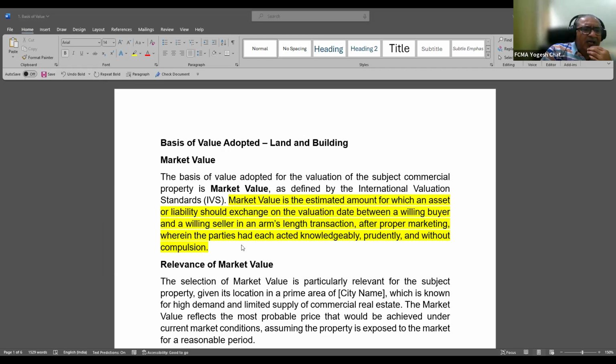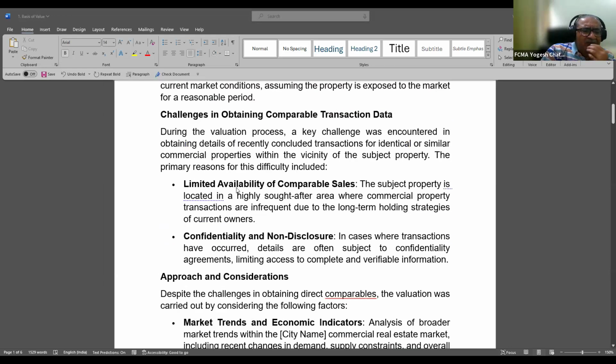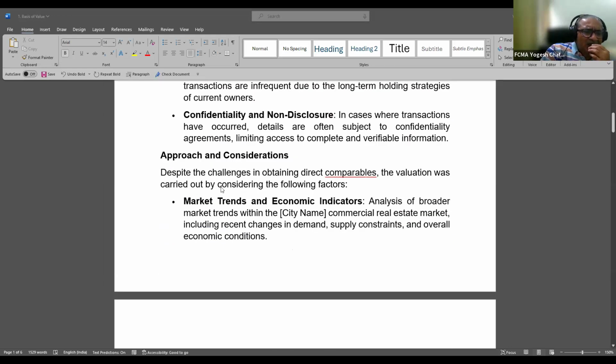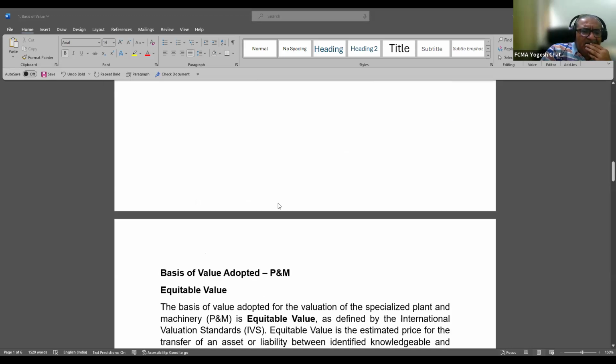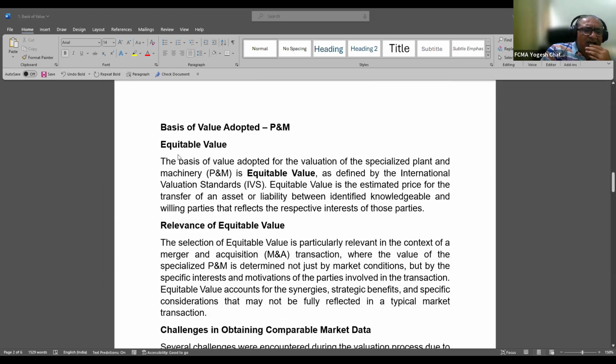So that was for land and building. Now we will go for plant and machinery. This particular session is for all asset classes, so we will go one by one. So, plant and machinery: here we have taken equitable value. So that is the second basis of value.